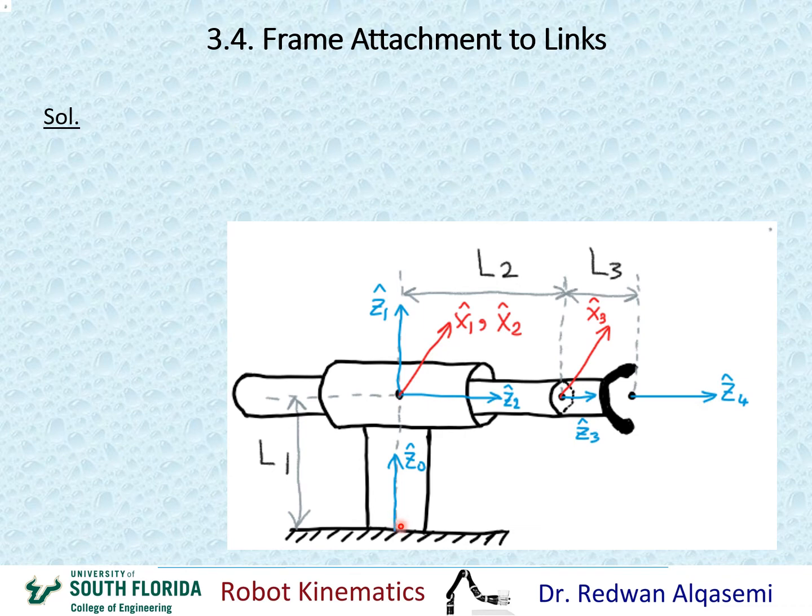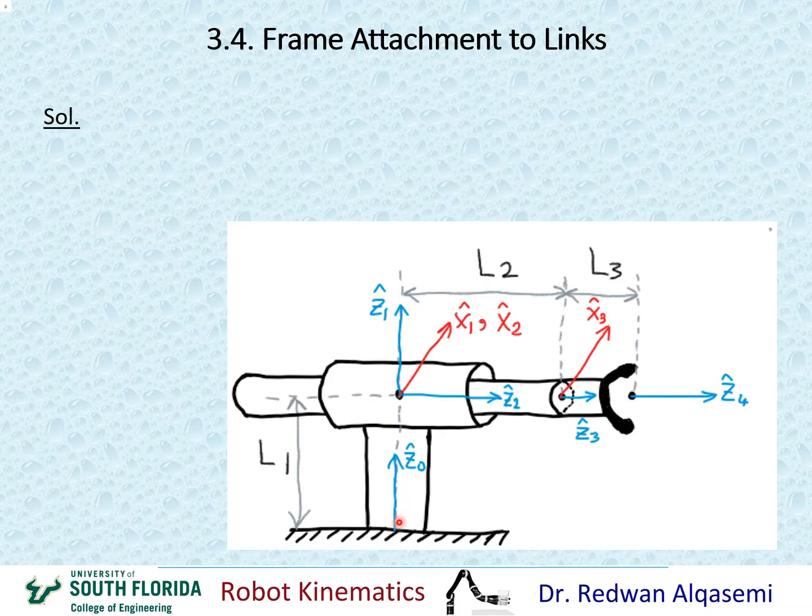X0 is the common perpendicular between Z0 and Z1. Obviously, as you see here, they're the same line, Z0 and Z1. So that means I can choose my x0 to be anywhere along this line, and it can be in any direction as long as it's perpendicular to the Z0, Z1 line.